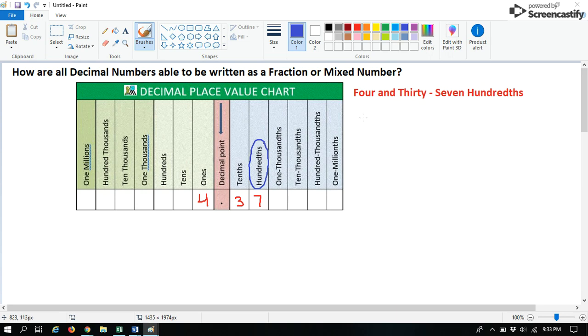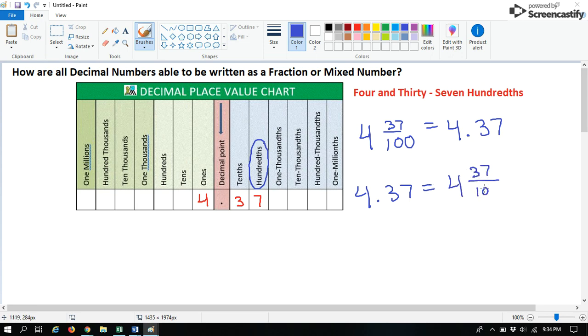So what do I have? I have a whole number, so let's write down the whole number. I have 4 and 37 hundredths, or 37 out of 100. It's the same thing as 4 and 37 hundredths, or you could say 4 and 37 hundredths is the same thing as 4 and 37 hundredths.